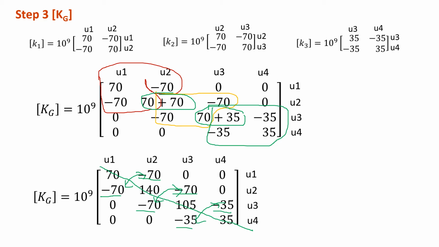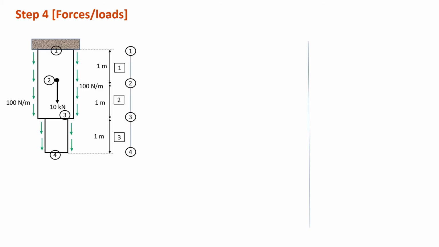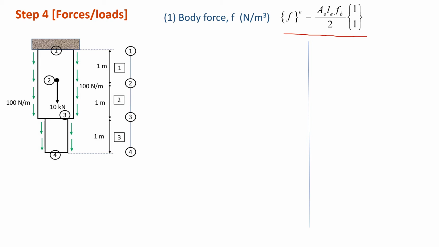Once we solve the global stiffness matrix, the next step is to identify the forces, the loads that apply on our system. We should go one by one. In this system, we have the body force, the traction force, and at the same time the point load. Let's consider the first type of loading, which is body force, by using this equation. It is always based on elements.